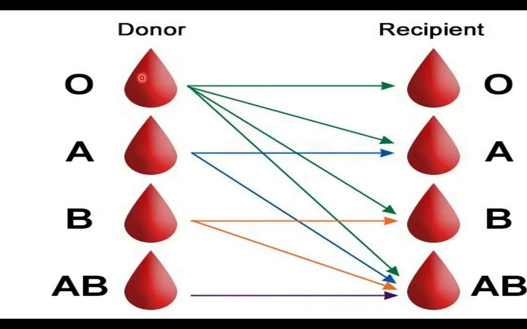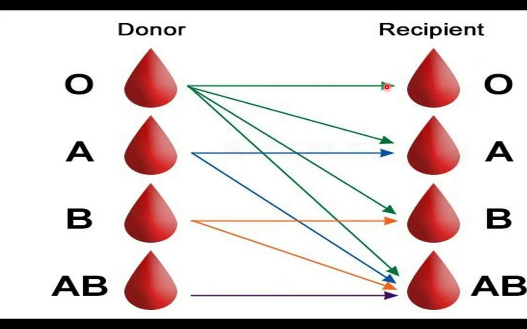Now let us see the donor and recipient relationship. O blood group, universal donor. So O can be given to O, A, B, AB. A can be given to two individuals, A and AB. B blood can be donated to two individuals, that is B and AB. But AB can receive blood from all.